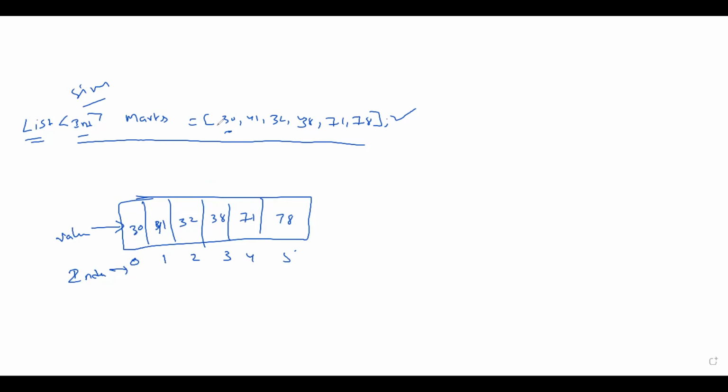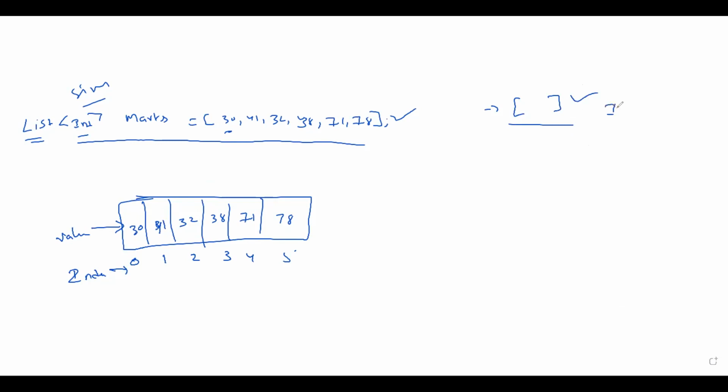So this is the index. This is the syntax to create the list: List, angle brackets with the data type, what kind of data we are storing in the particular list, then a space, the list variable name equal to the values. In other languages, it is similar to what is called an array. It's very important that the list is represented by square brackets. This is the representation of the list.